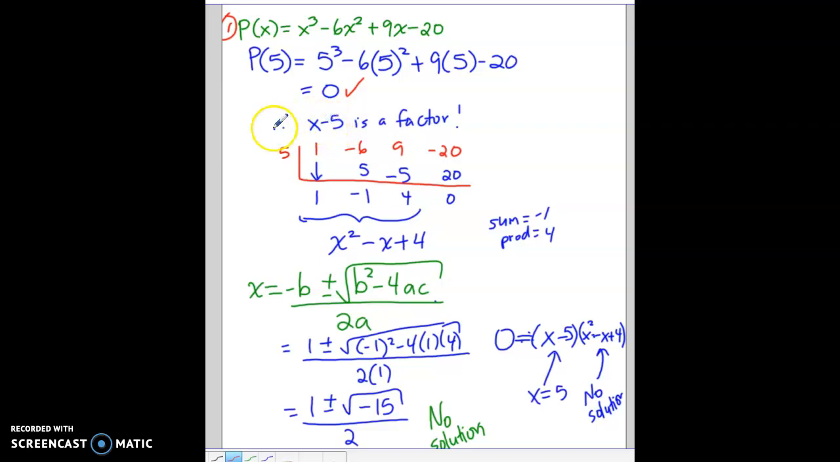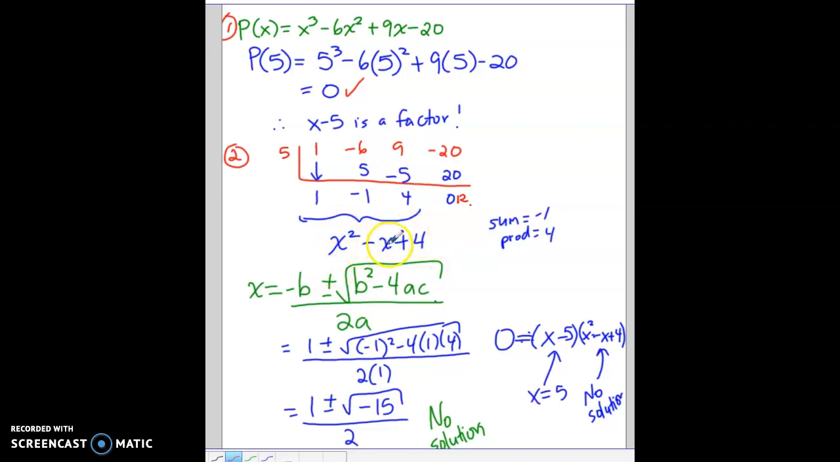Your first factor then leads you to step 2, synthetic division. Synthetic division is done using the coefficients of your polynomial function and the 5. And then you work it out. You always get a 0 remainder. And the expression x squared minus 1x plus 4 would be the quadratic you have to carry through to the next step.